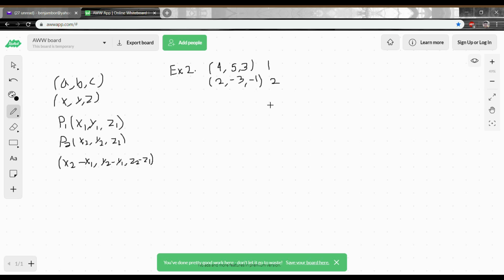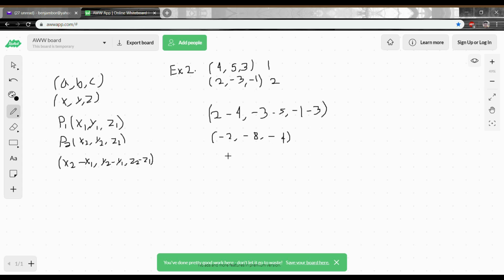Okay, so we're going to take the x of point 2 and subtract the x of point 1. Now we're going to take the y of point 2, -3, and subtract the y of point 1, which is 5. Now we're going to take the z of point 2 and subtract the z of point 1, so that is -1 minus 3. Now we do the subtraction within the commas, which gives us a direction vector of -2, -8, and -4.